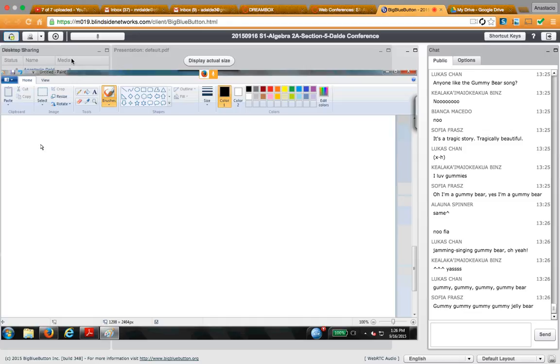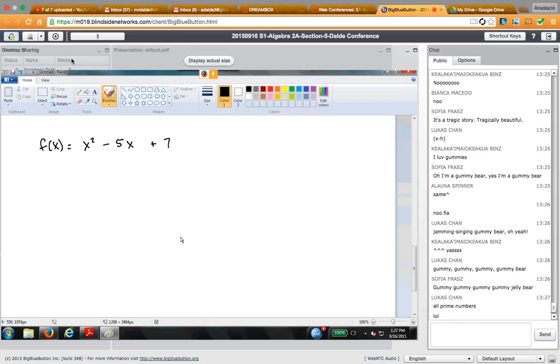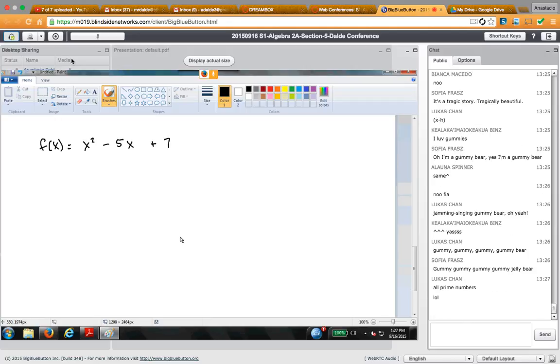How's about this? F of x is equal to x squared minus 5x plus 7. This one you cannot factor. I guarantee it. Because 7 is a prime number and 5 is a prime number too. And 1 is a prime number. I'm dealing with a bunch of prime numbers. That's a nightmare to try to factor.